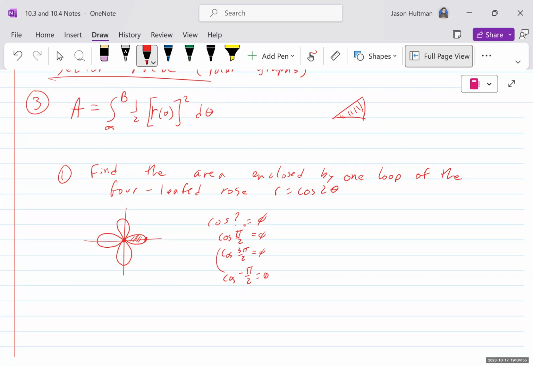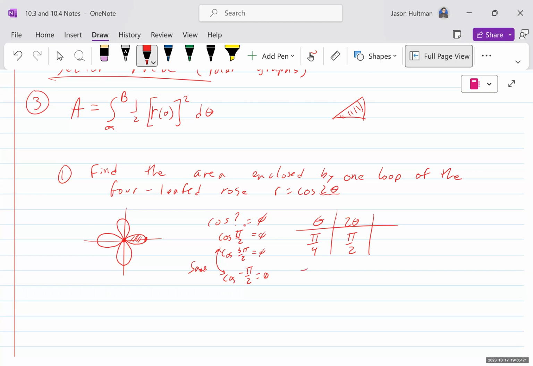Because these two are the same thing. Okay, but I have a 2 theta here. So what would I want my theta to be? I would want my theta to be pi over 4, not pi over 2, because then I'm going to multiply that by 2 to give me a pi over 2, and then that's going to give me a 0, which is what I want.